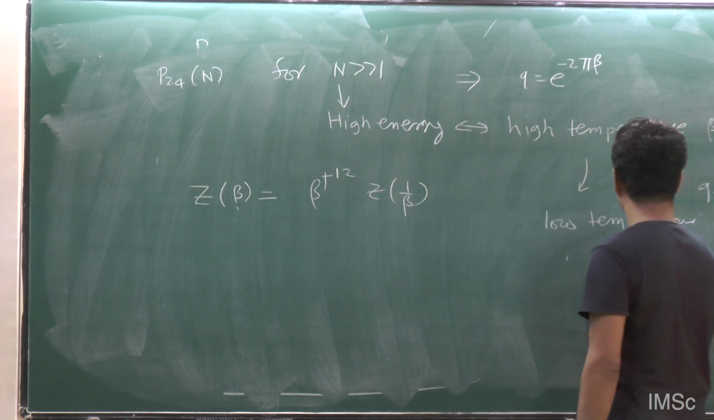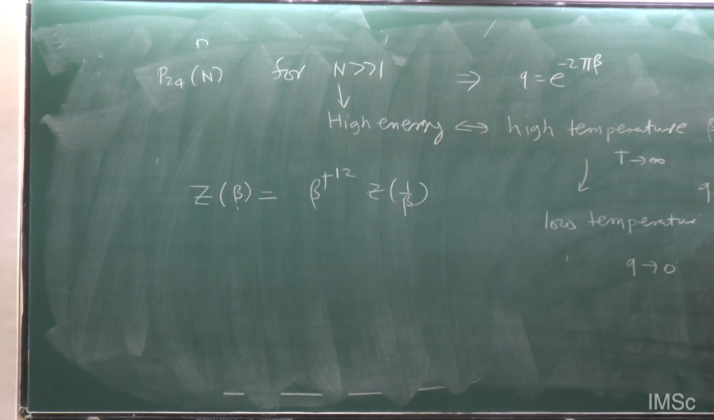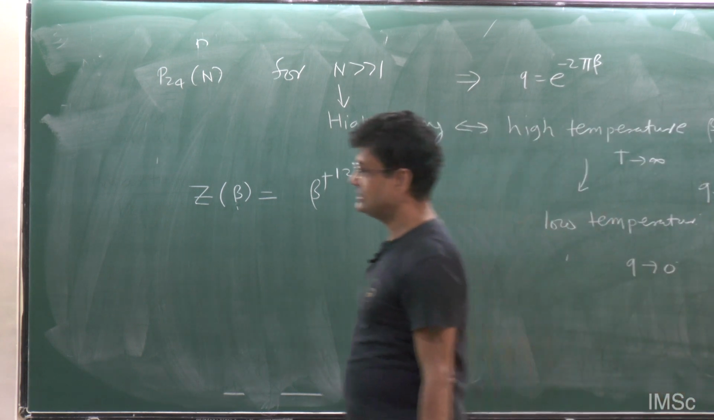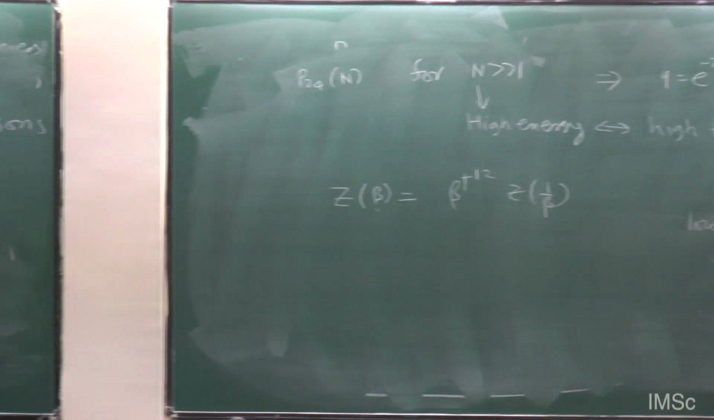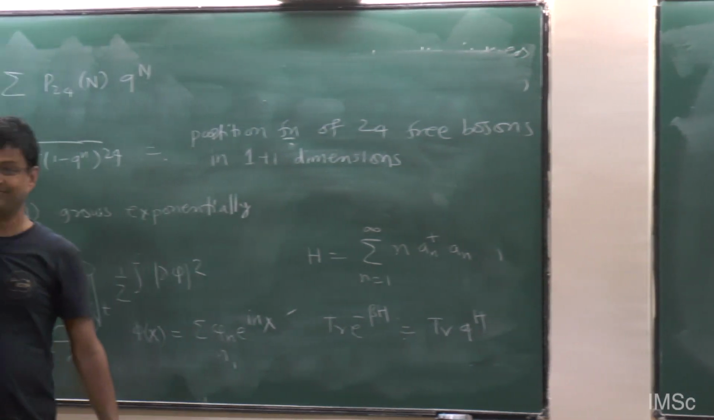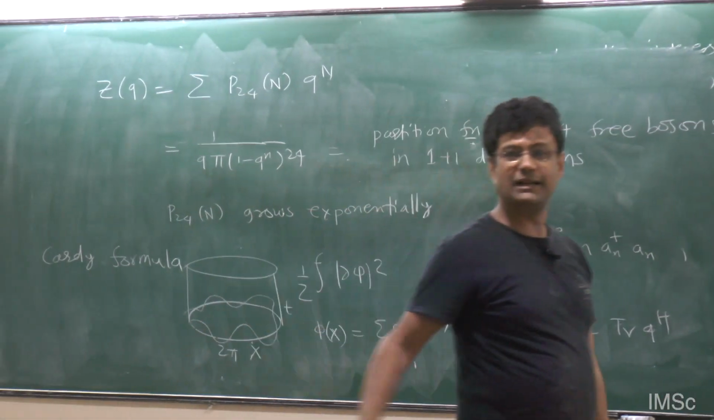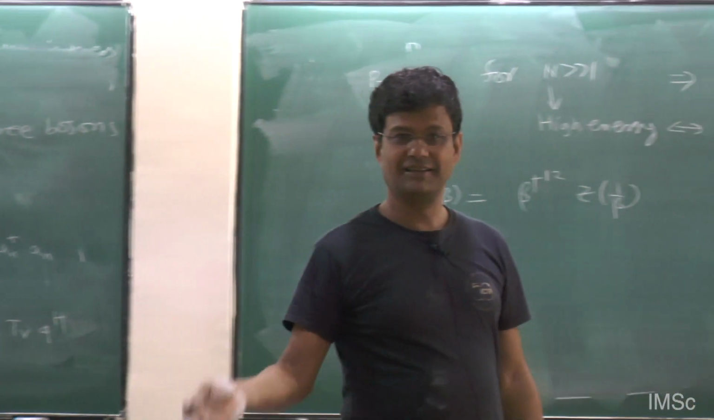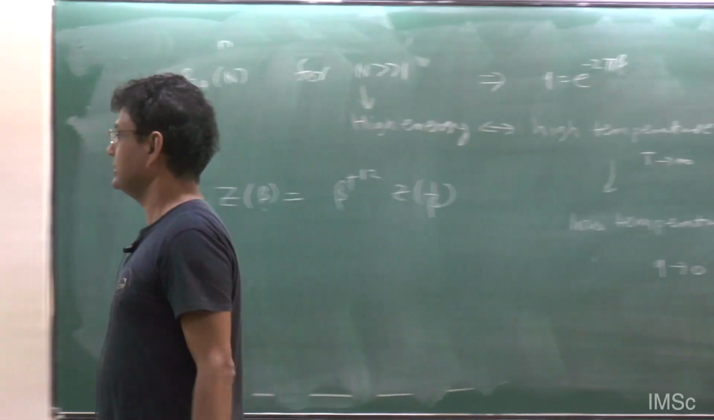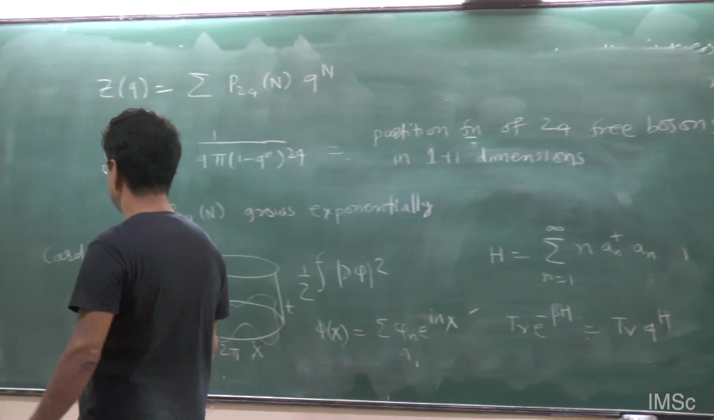That's Q going to 0. And Q going to 0, this is very easy. You just drop all these terms and you're left with Q. And you can do some kind of a saddle point evaluation. It's a very straightforward calculation. And this is how actually Cardy derived this formula.